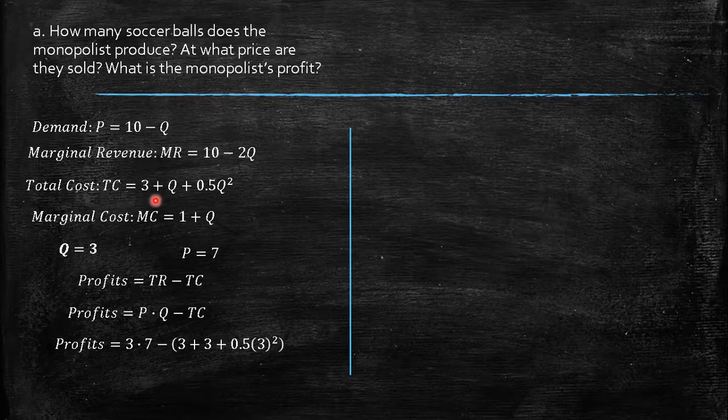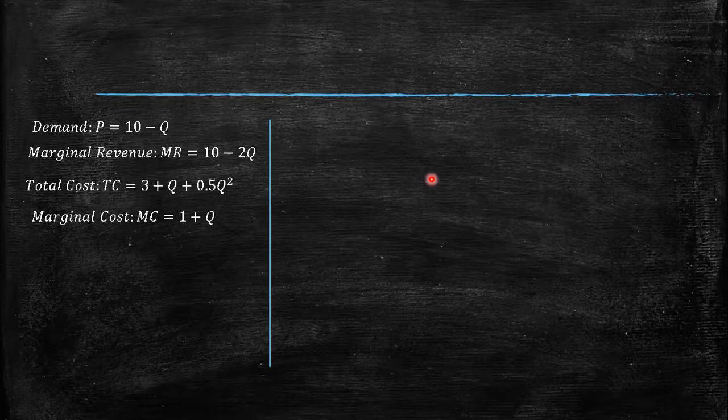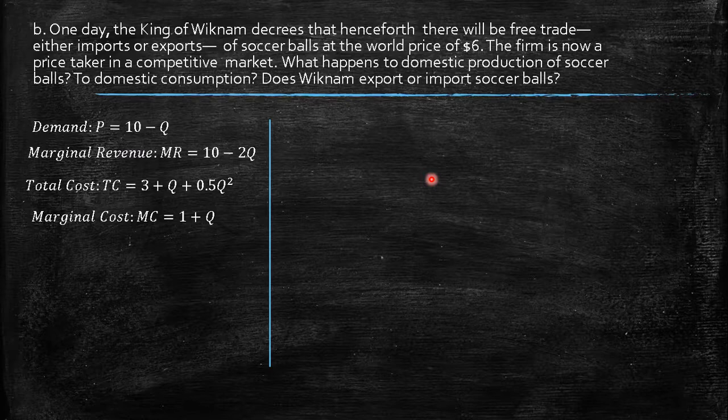I'm sorry, maybe this is the opposite, but it should be 7 times 3, and the total cost, just converting Q by 3, should be 3 plus 3 plus 0.5 times 3 squared. Then we have here 21 minus this one should be 6 plus this 3 squared should be 9. 9 times 0.5 should be 4.5, and then the profits are 10.5 in Vietnamese whatever dollars.